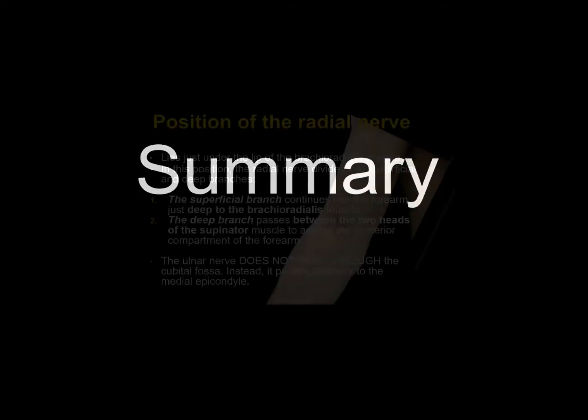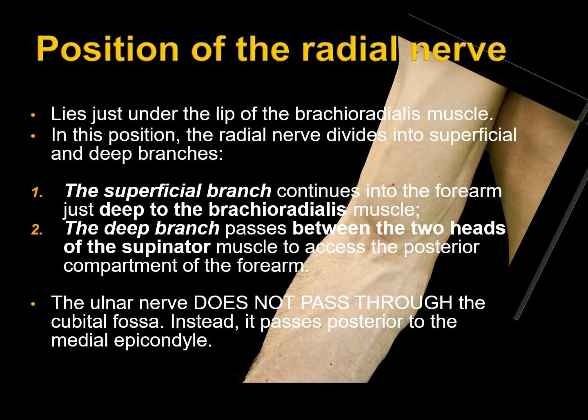So now, what is the position of the radial nerve? The radial nerve is present most laterally in the cubital fossa, meaning it is even lateral to the biceps brachii. So it lies just under the lip of the brachioradialis muscle. In this position, the radial nerve divides into superficial and deep branches.